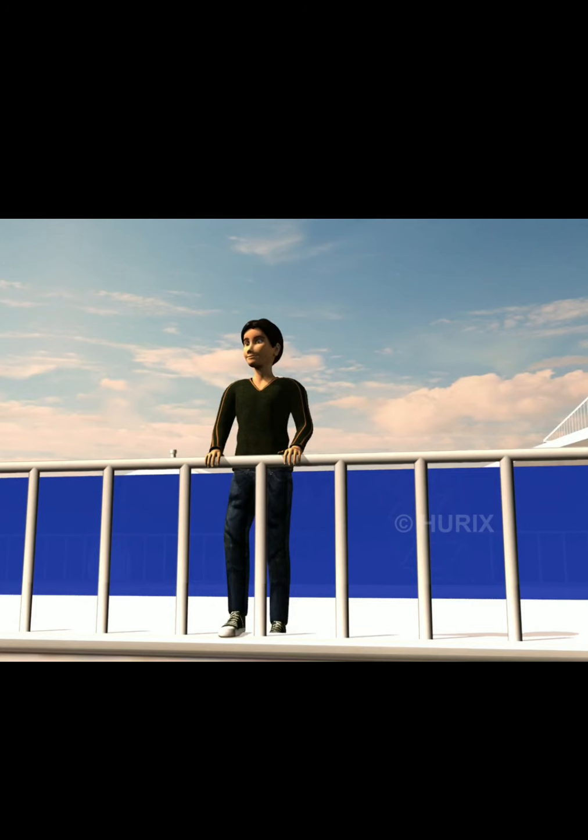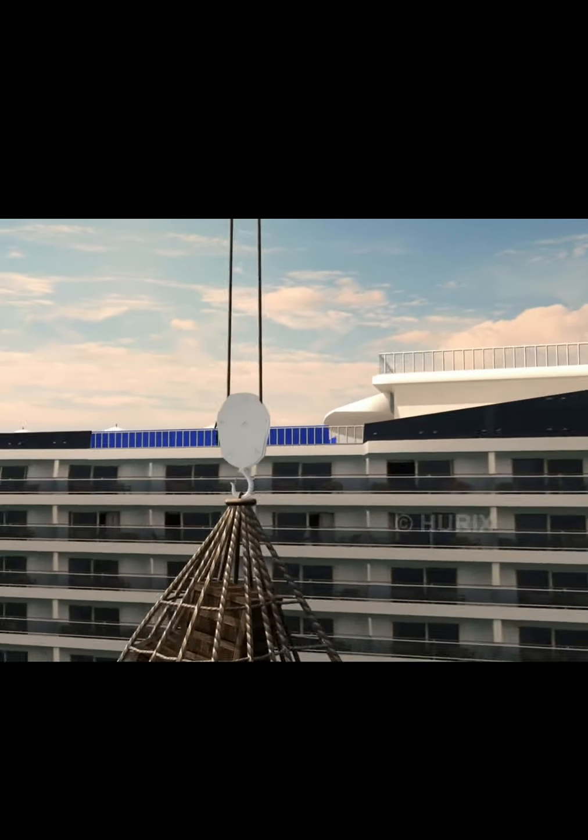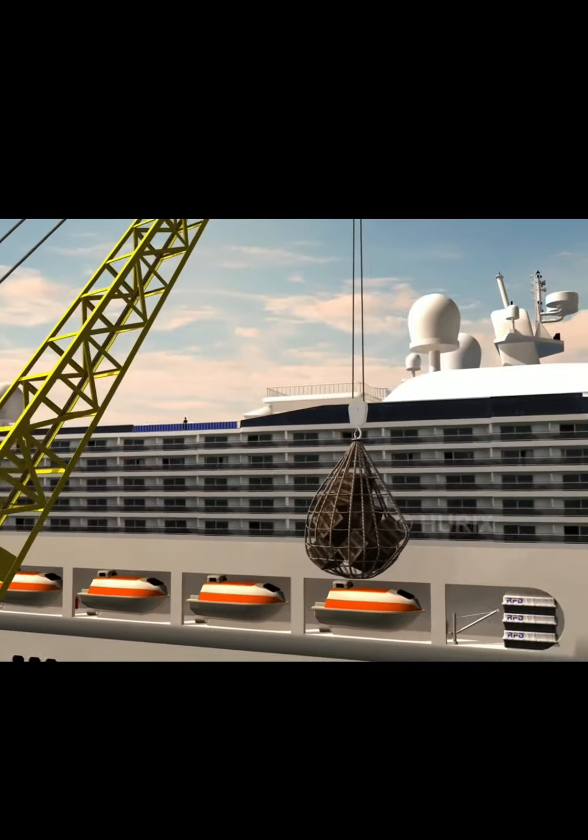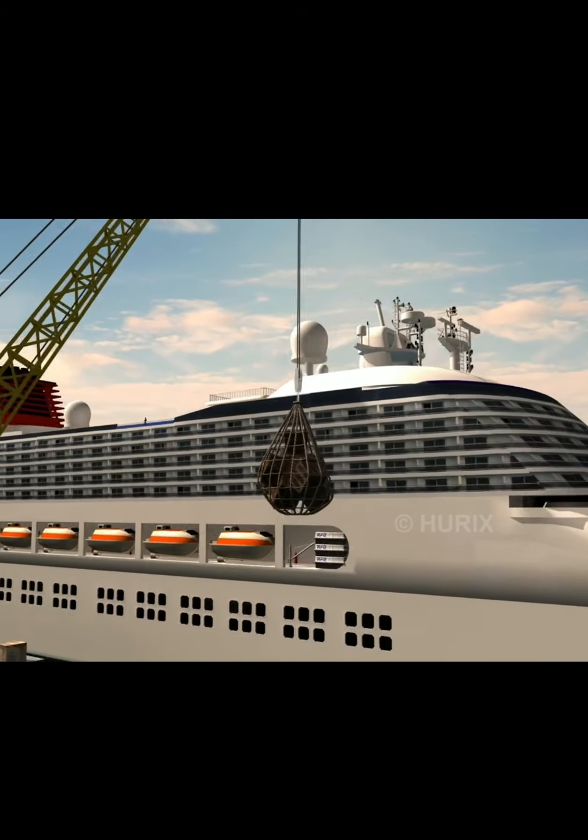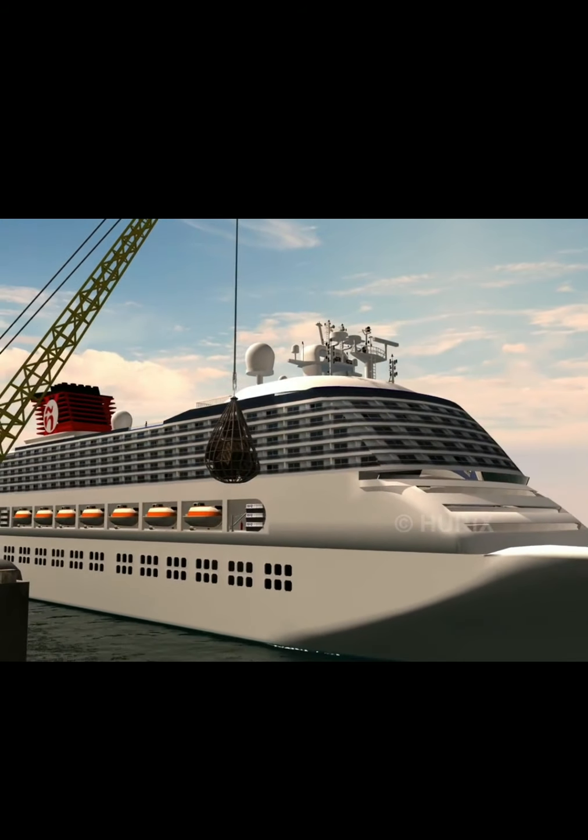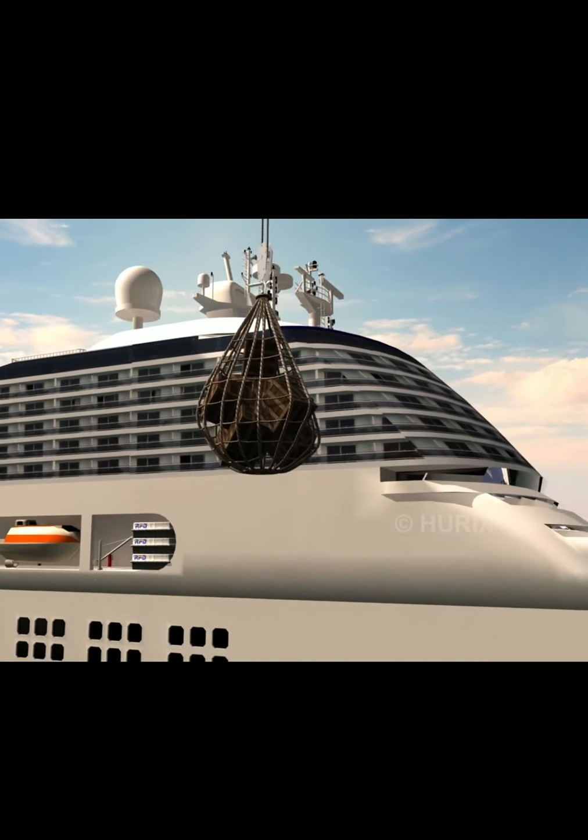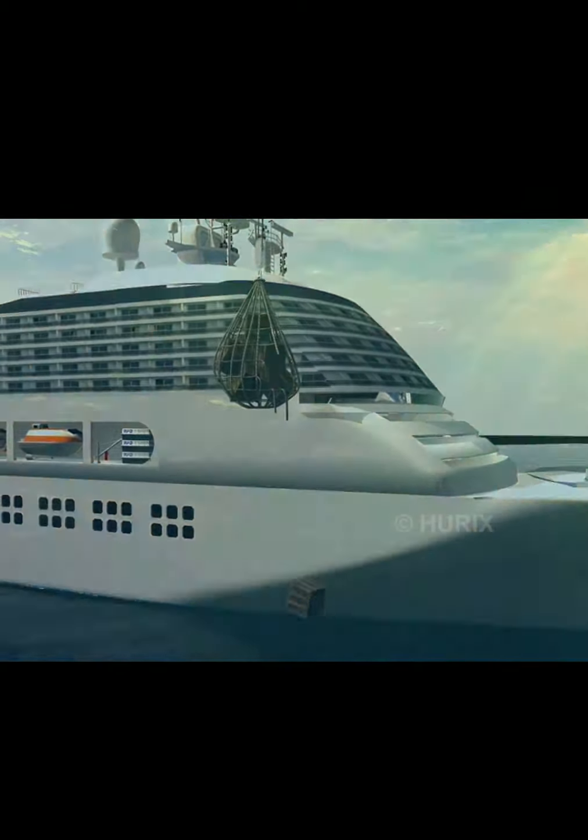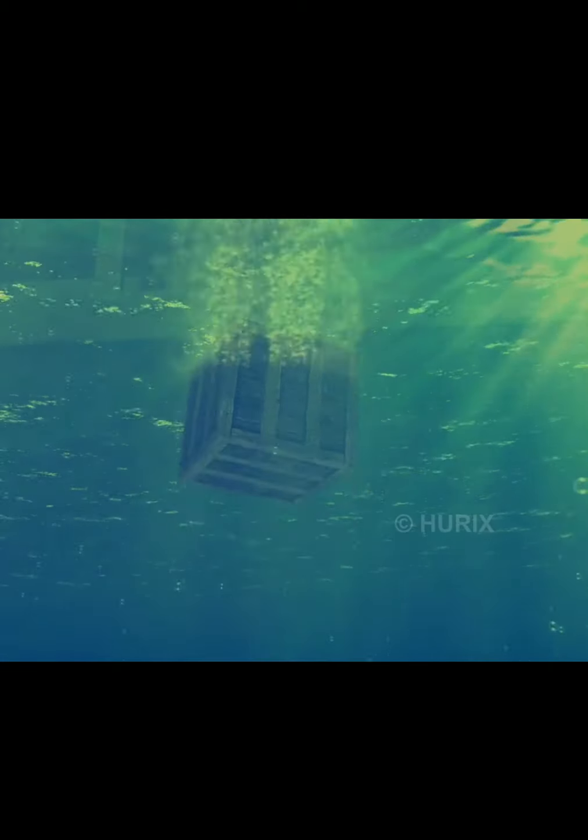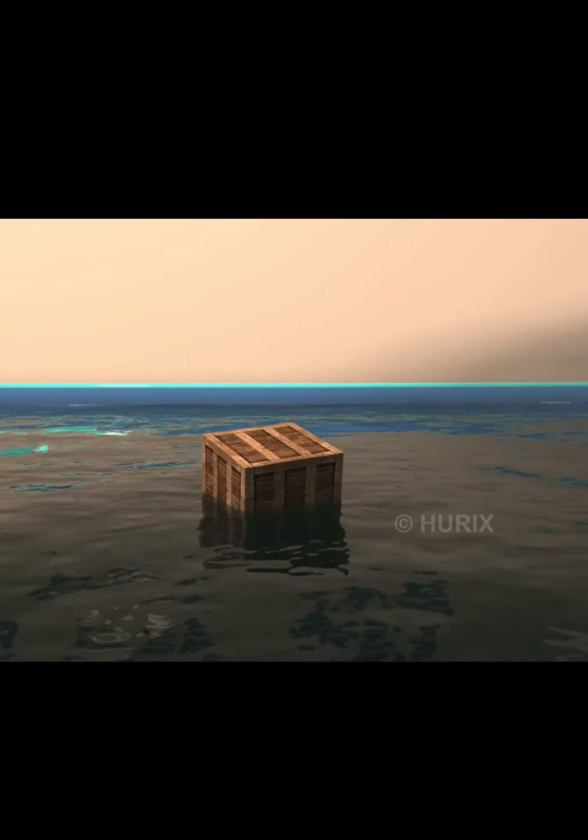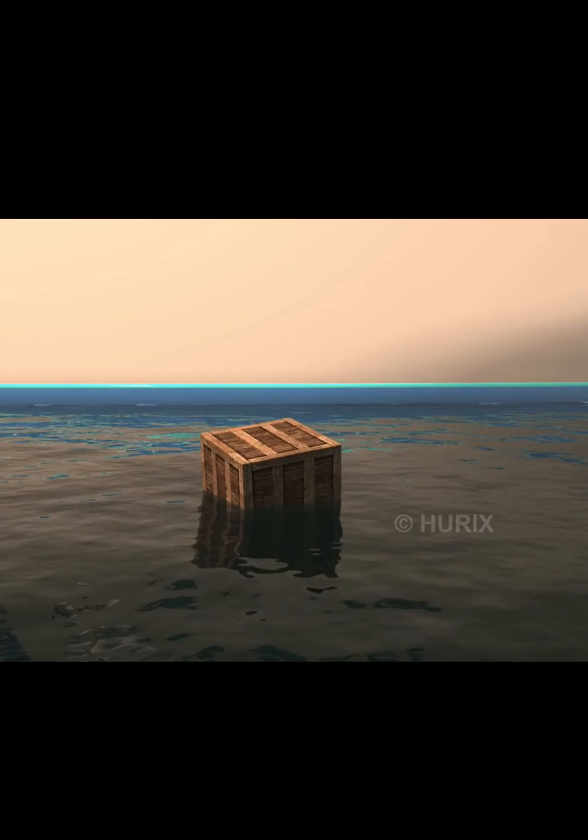Sam boards the cruiser. While waiting for the ship to leave, he notices that a wooden crate falls into the water. The crate, however, comes back up. Why didn't the heavy crate sink?